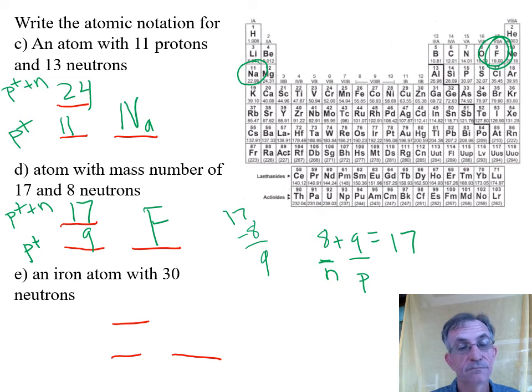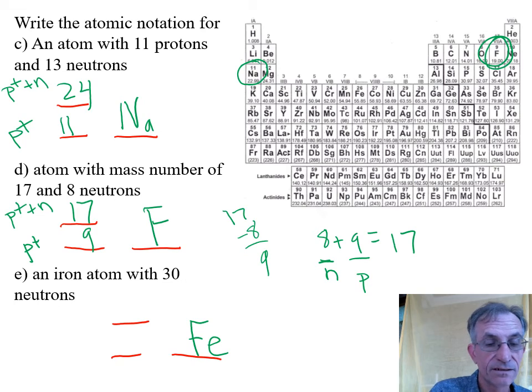So, an iron atom. Let's just start at the first thing I tell you. An iron atom. Oh, wait a minute. I know the symbol, don't I? What's the symbol for iron? The symbol for iron is Fe, and it belongs right here. If I know it's Fe, I know this number. Fe is element number 26. So you got to put 26 here.